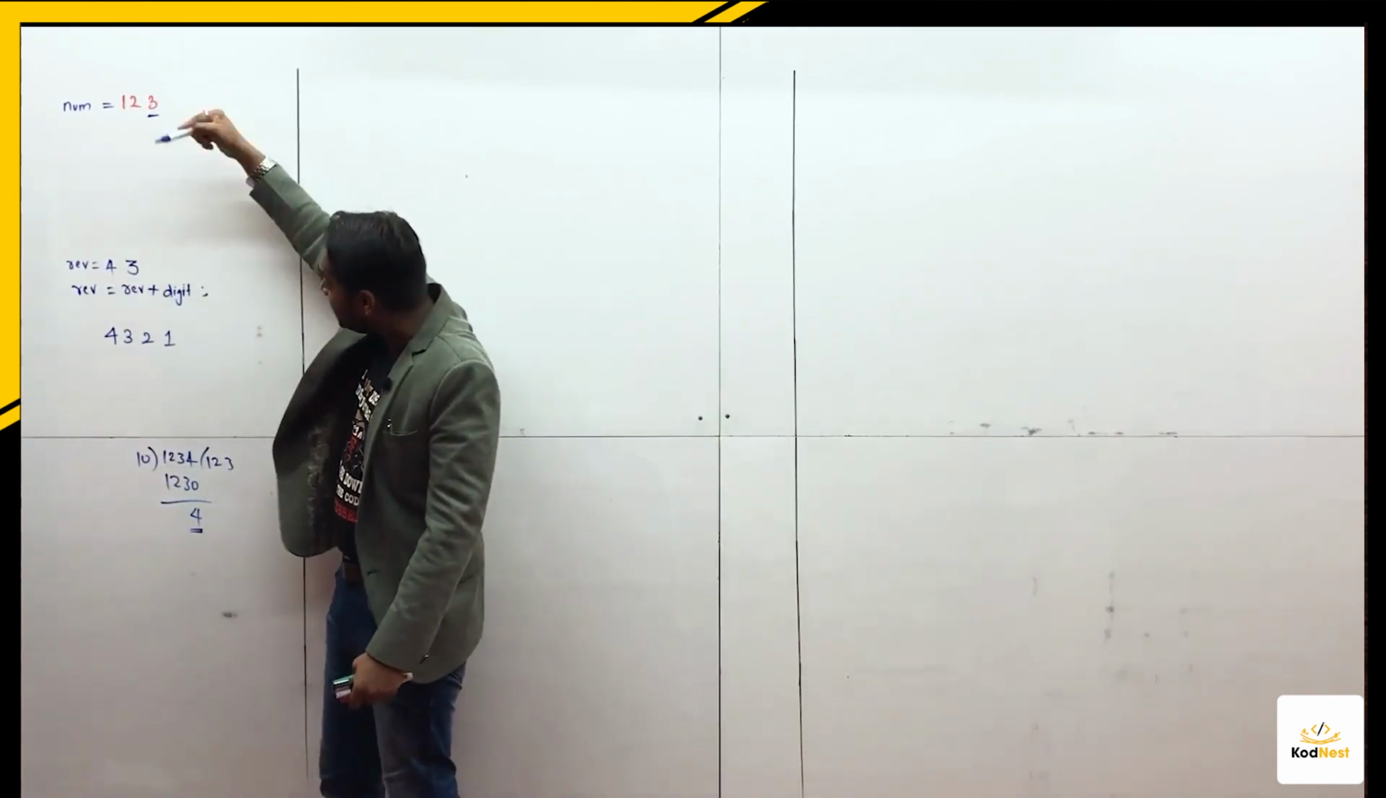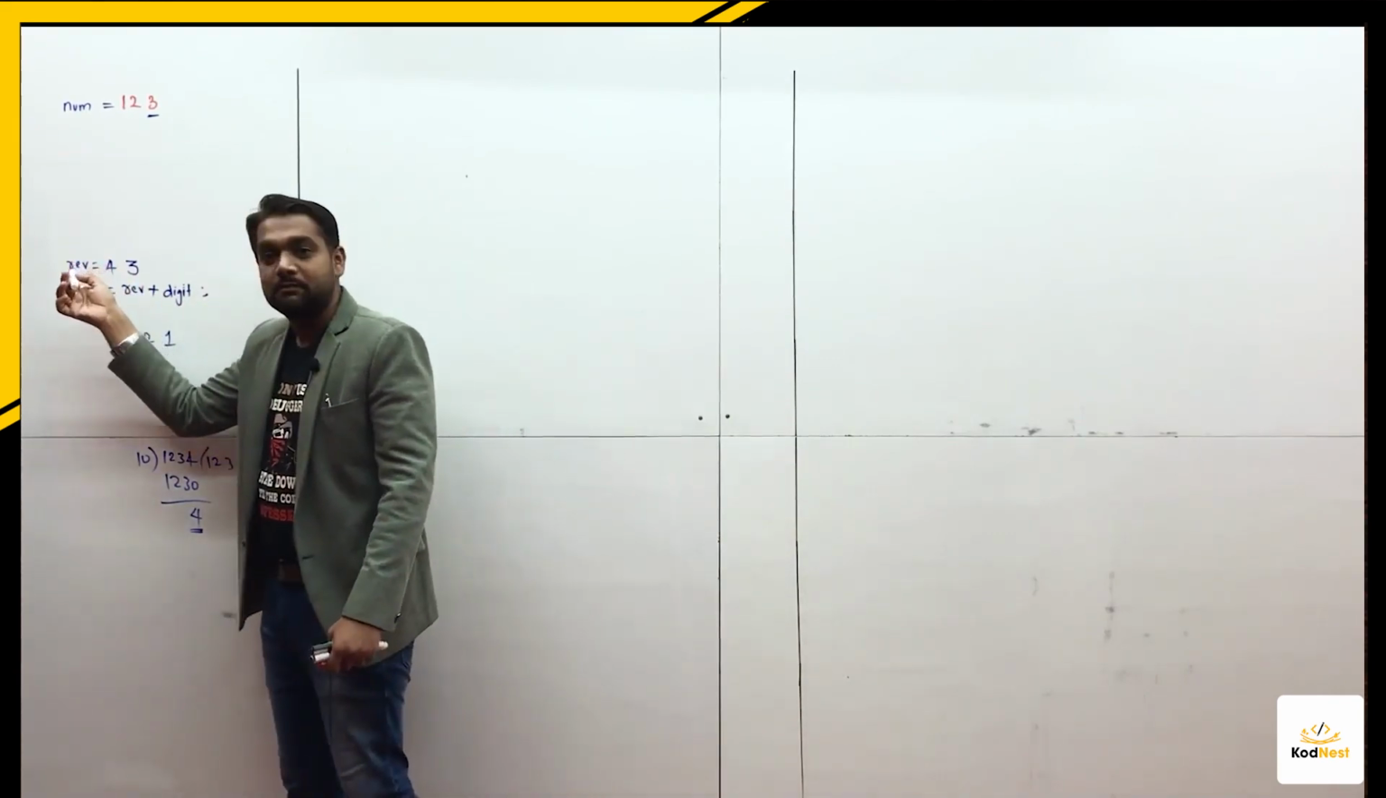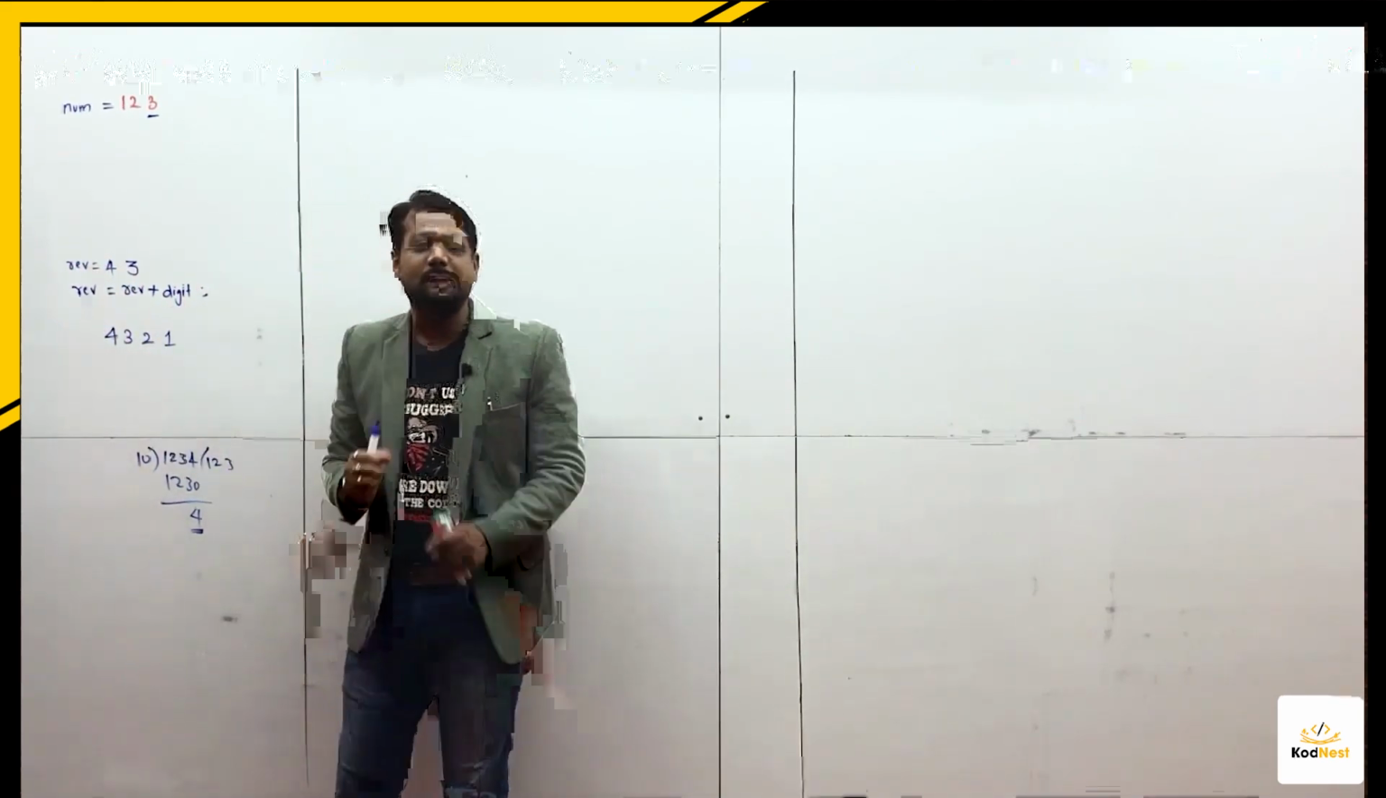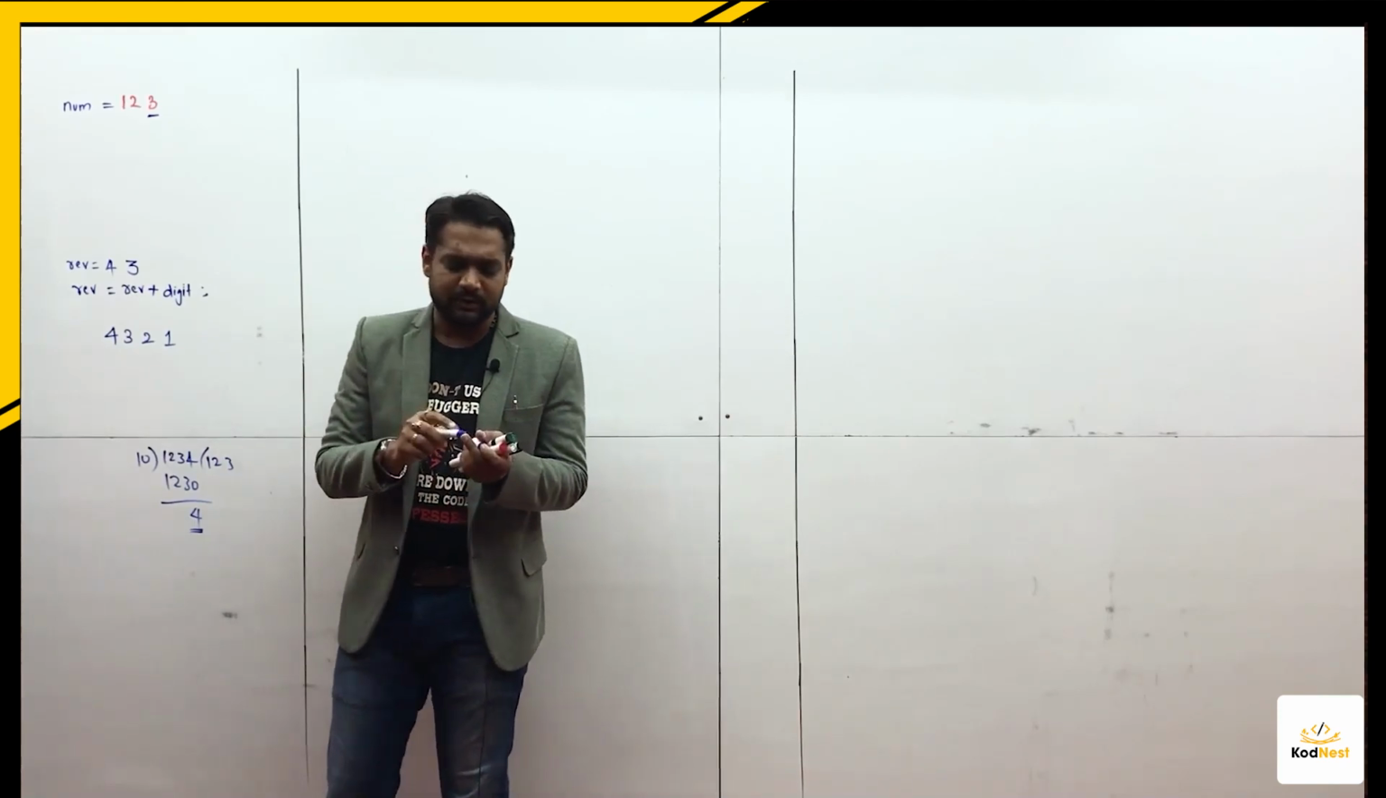Ultimately, the last digit should be taken and added to reverse, but not as normal addition. Then how to add, sir? Very simple. Look at it.